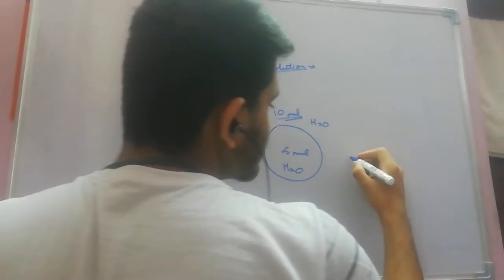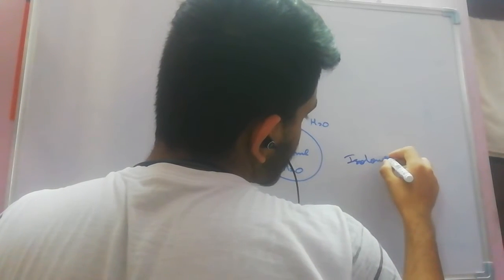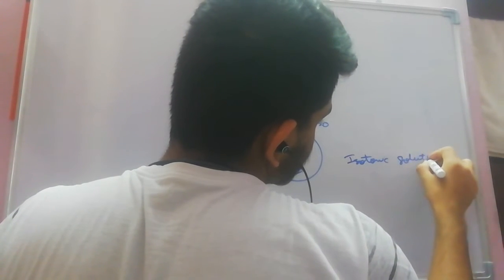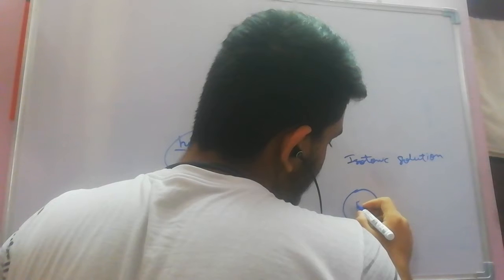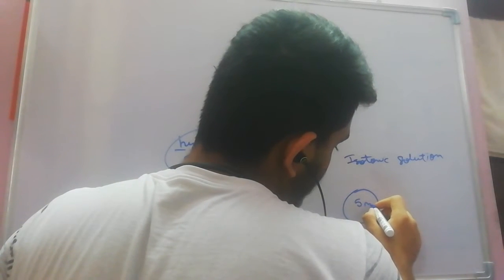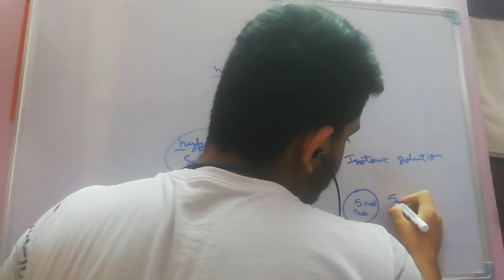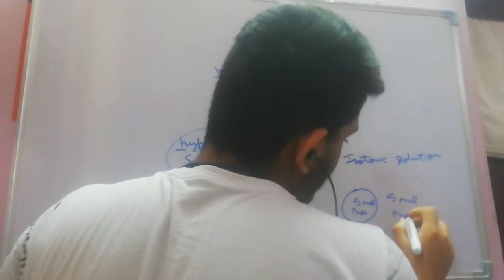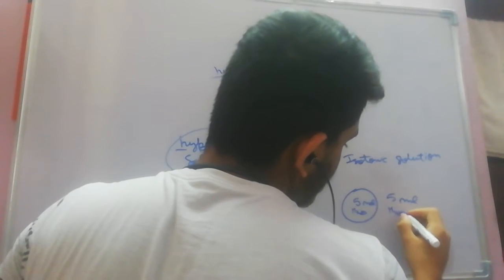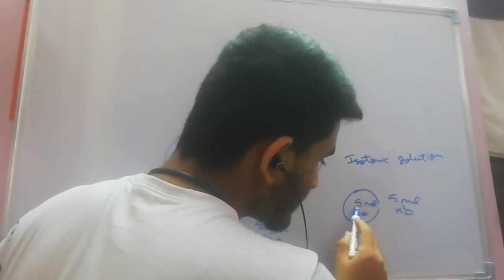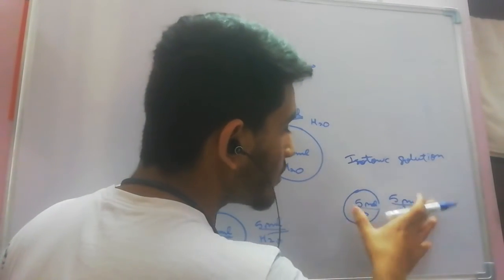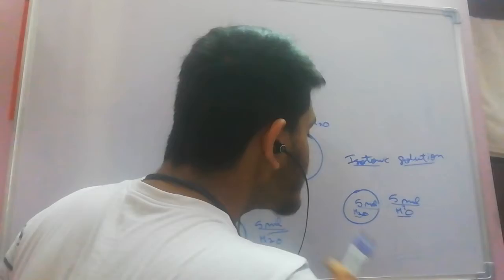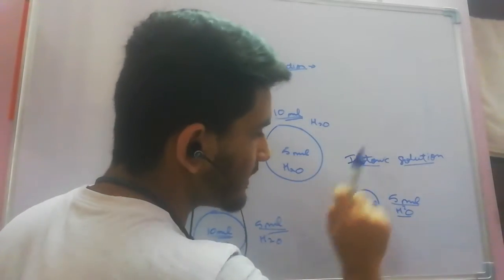The third type of solution we have is the isotonic solution. In an isotonic solution, the content inside the cell and the content outside the cell is the same. Here we can see that inside the cell there is 5 ml of H2O, and outside the cell also there is 5 ml of H2O. So this is called the isotonic solution, where the content is the same inside the cell and outside the cell.